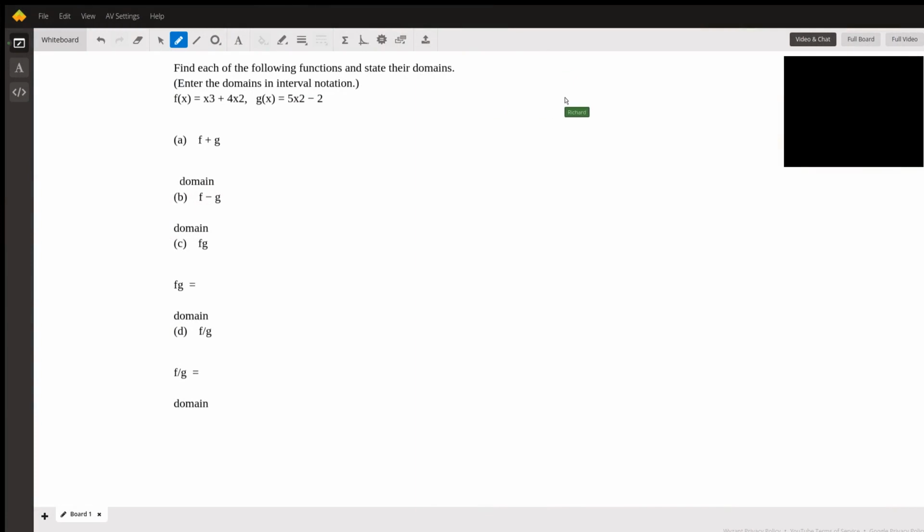It looks like the student is taking Algebra 2. So let's take a look at these. These are really just combinations of two functions. In this particular case, each function is a polynomial, so that gives us some shortcuts that we can use here.